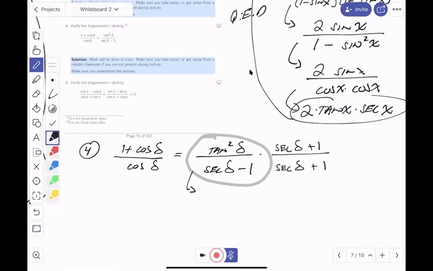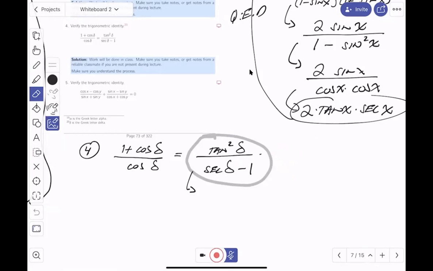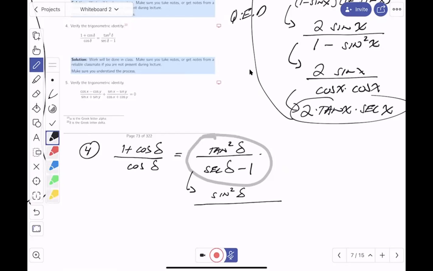You know what? I don't want to do that. I'm going to try something different. One thing I encourage is to try things. Look at it and say, it looks like too much work. I'm going to write in terms of sines and cosines instead. Let me put that down for you. Sine squared delta over cosine squared delta. I made my fraction bar a little too long there. Sorry about that.